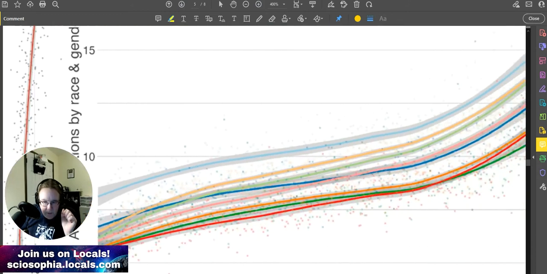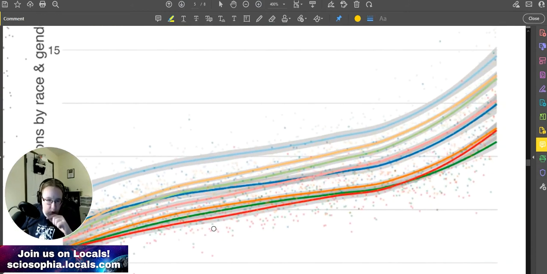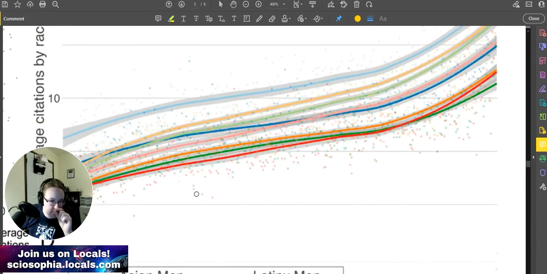Go over here just to show you the example. All of these individual data points in here are the actual citation rates associated with the different things of race and gender for all of their correspondents. Or at least that's what I think. They didn't actually say what it is in the caption that I just read.